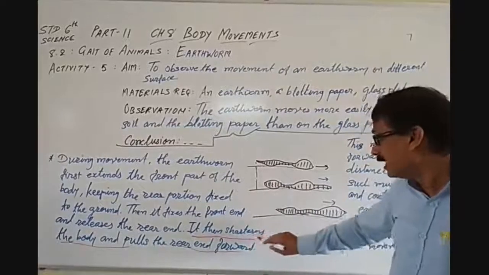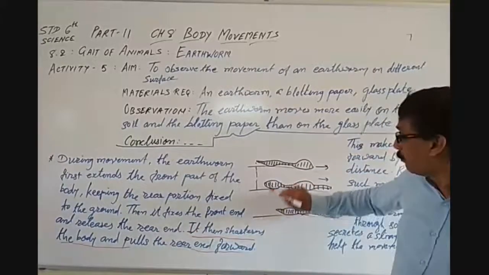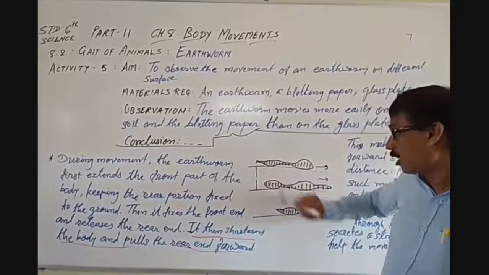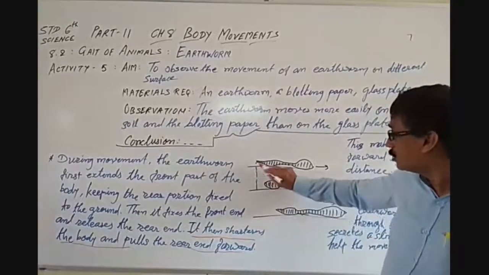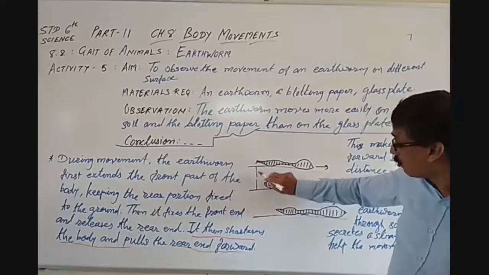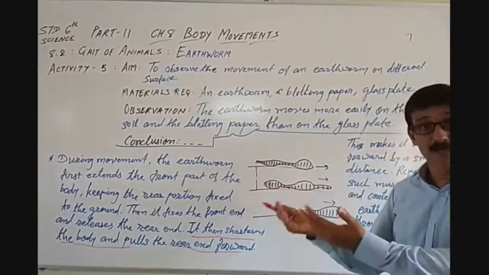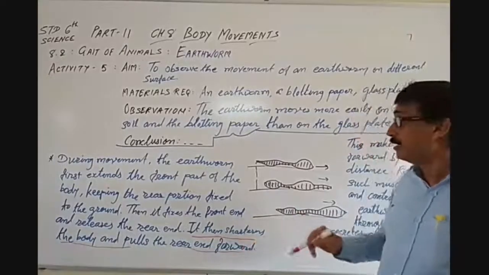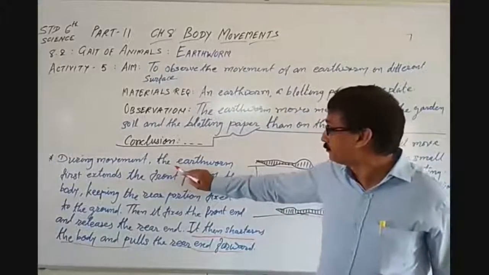So it then shortens the body and pulls the rear end. See, this is the rear and it pulls it up to here. Okay. It pulls the rear end forward. तो यहाँ से यहाँ तक forward pull किया. ठीक है? तो ये हो गया. फिर यहाँ से चालू होता है.